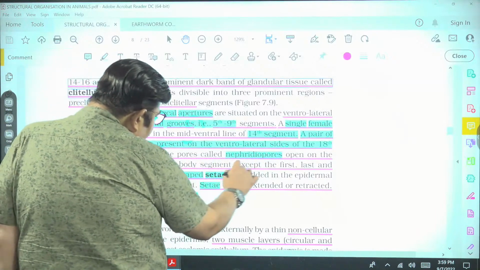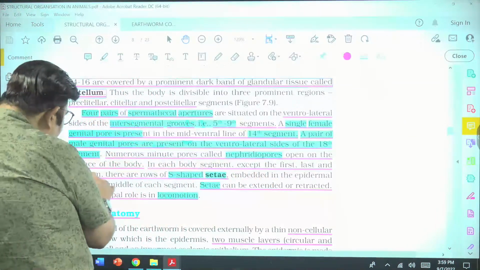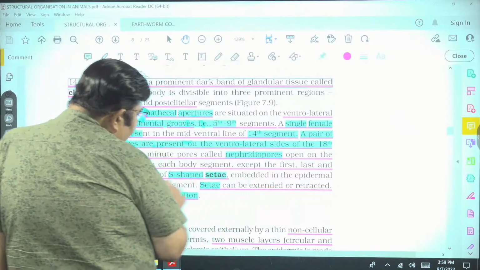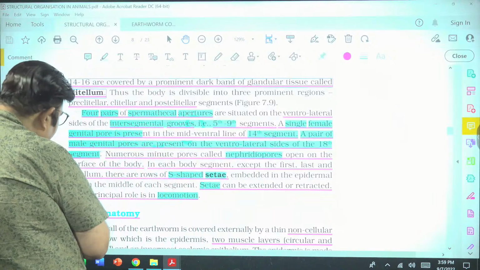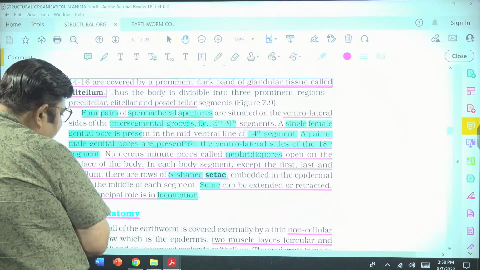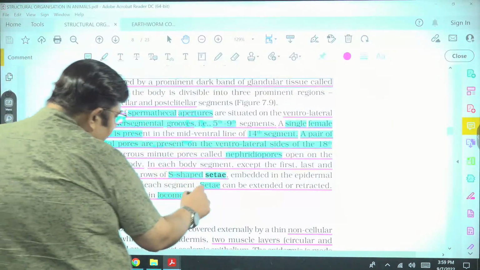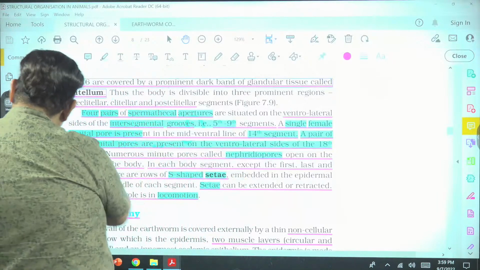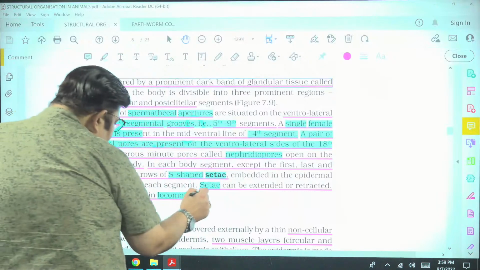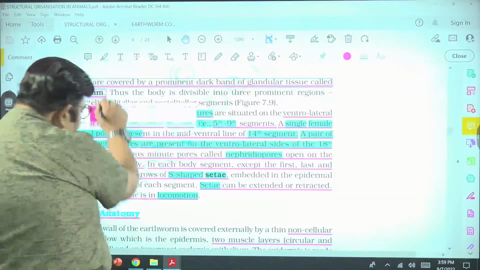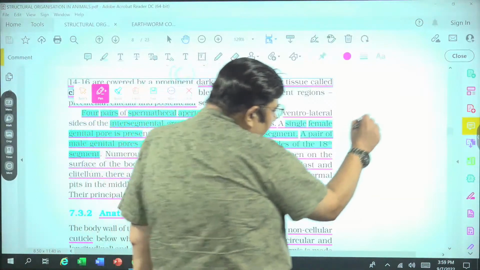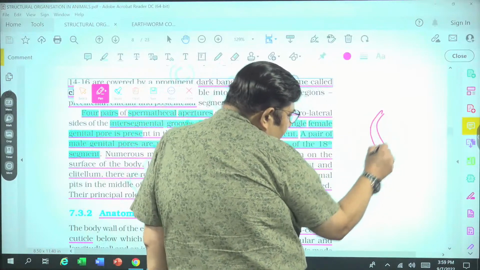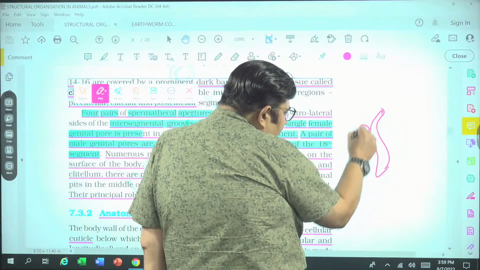In each body segment, except the first, last, and the clitellar segment, there are rows of S-shaped setae. These S-shaped setae are embedded in the epidermal pits in the middle of each segment. Setae can be extended or retracted. Their principal role is in locomotion. A very important question: what is the function of the setae? They are for locomotion. What is their shape? These are S-shaped, and they are embedded in the epidermal pits.